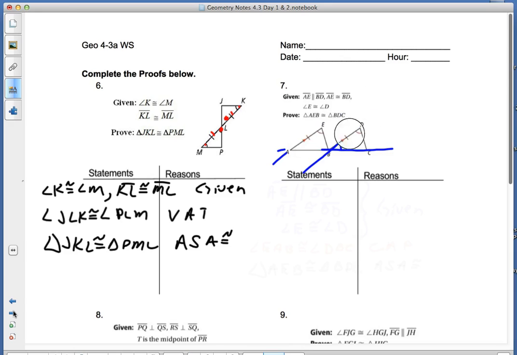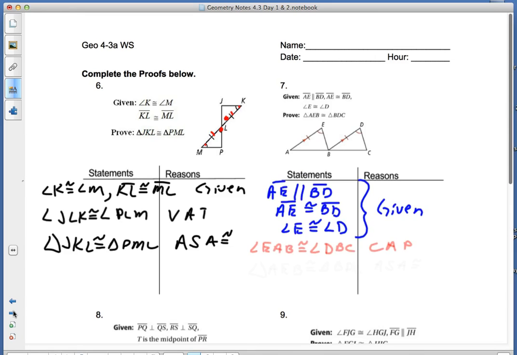So the first thing I'm going to do is talk about given. Then I'm going to go for CAP, corresponding angles postulate. Okay, got my given. Now I'm going to go for corresponding angles. Well, I've got my corresponding angles. I got my given. And now I can finish it off, and hopefully you were able to finish off angle side angle. How did it go for you?